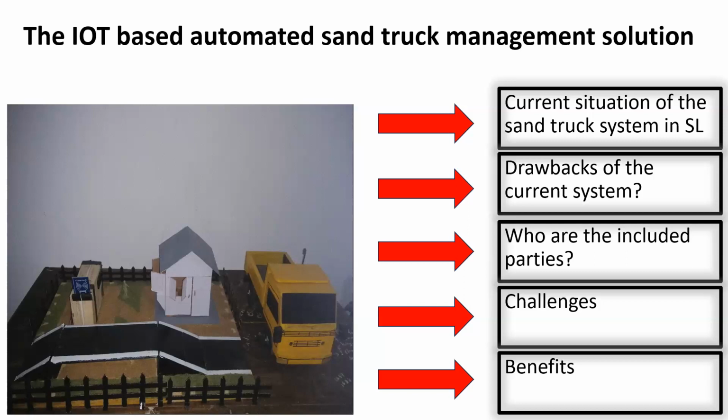I set it up at the checkpoint as a house, and I used a wood-made truck, which is a little bit heavy. So once the truck goes onto that bridge, it will identify the weight. At the same time, it will detect the vehicle.